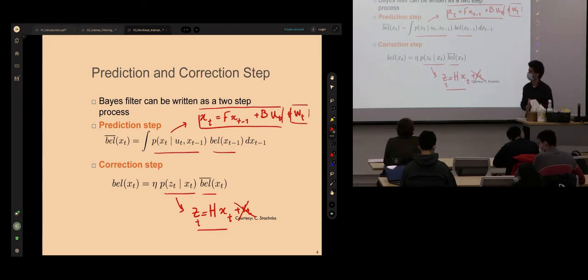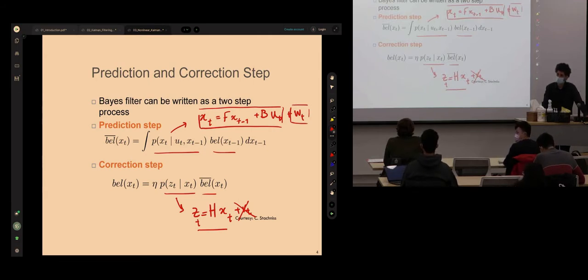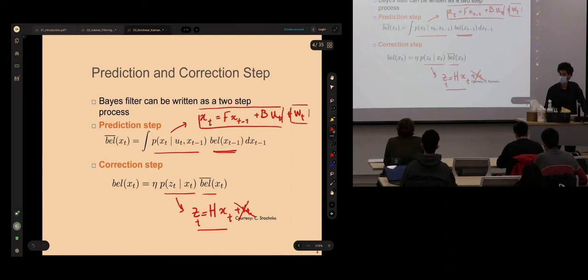I'm confused for the prediction step still why we have the belief term and the integral. I understand that the belief is like the prediction, so we want to use this probability of the next state given the previous state and the input. But I'm confused about belief of x_{t-1}. Why is that there? And also why is it in the integral? Two questions. One is why the belief of x_{t-1} shows up here. The second one is why there is an integral.